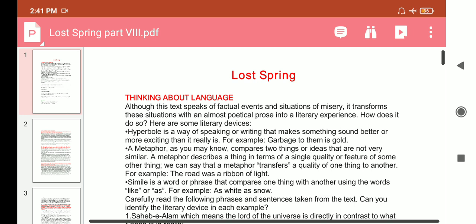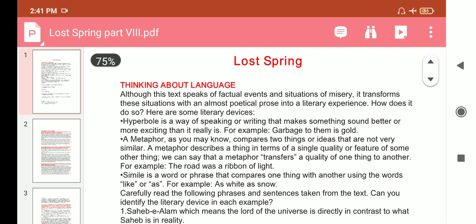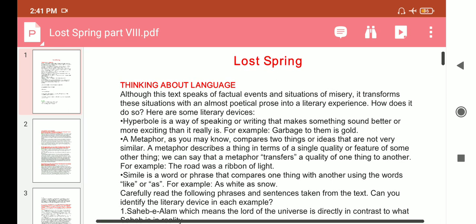Now let us start. Dear students, although this text speaks of factual events and situations of misery, it transforms these situations with an almost poetic prose into a literary experience. How does it do so? Here are some literary devices.